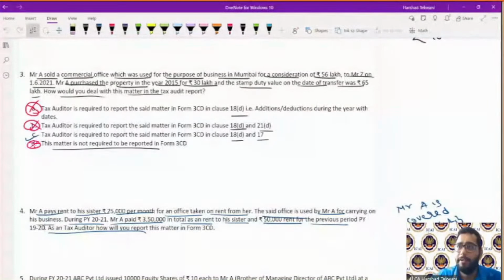Come on, guys. Waiting for your answer. Where will this be reported in Form 3CD? Where should they be reported? See, just correlate with the section provision and you will be able to answer it. Okay, I'll discuss with the provision.